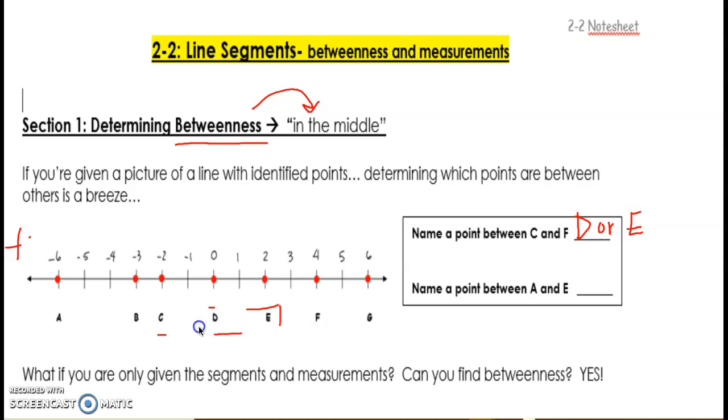Looking at the next example there, name a point between A and E. Here is my point A. Here is my point E. Again, you've got options. You could say point B, C, or D. Any of these in here are between A and E.